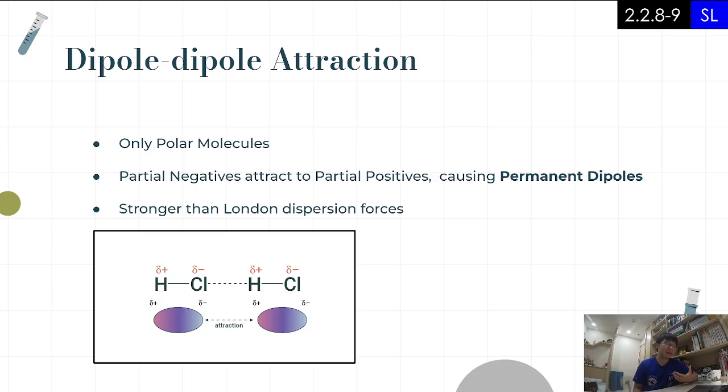In this example, we know that in HCl, Cl is the partial negative and H is the partial positive. So the partial negative would be attracted to a slightly positive side, which is the H of the other molecule. So it's between two molecules.